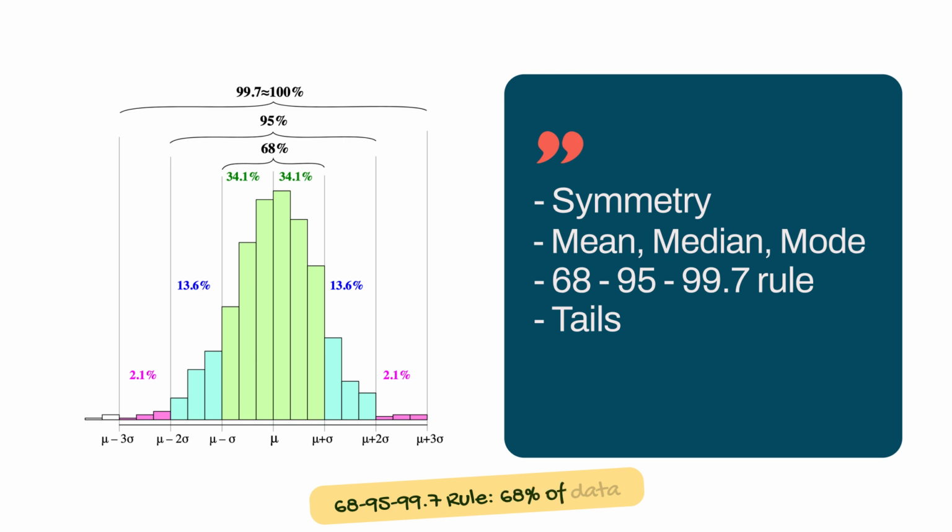68-95-99.7 rule. 68% of data falls within one standard deviation of the mean, 95% within two standard deviations, and 99.7% within three standard deviations. Tails. The tails extend infinitely towards the x-axis, without ever touching it.